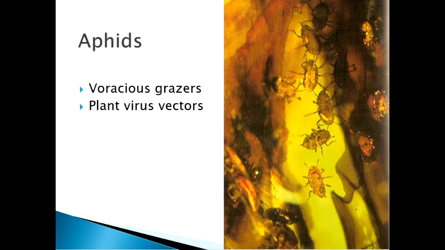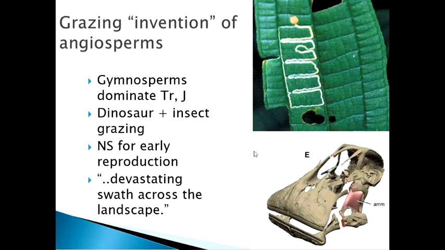Aphids. These are also voracious grazers and vectors for viruses. So we have these things in the same time period as the dinosaurs. Well, why is this important? This excess grazing by plant hoppers and aphids is partially responsible for the evolution of angiosperms. If you recall, gymnosperms are the plant types that dominate the Triassic and Jurassic. What are gymnosperms? Things like pines, firs, spruces, Christmas tree type things, as well as ginkgos.